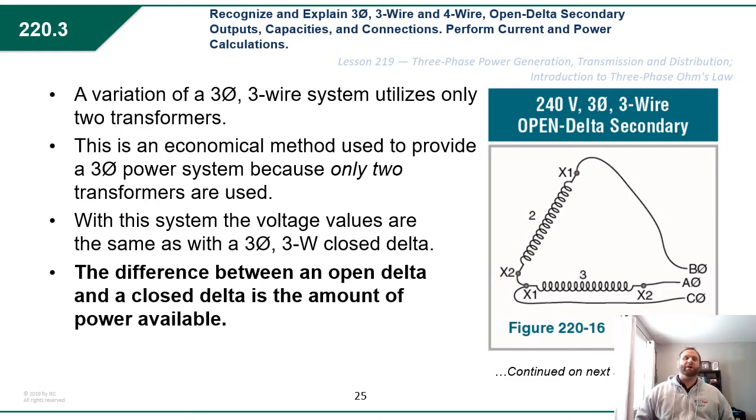A variation of three-phase, three-wire system utilizes only two transformers. This is known as an open delta. This is an open delta transformer system. It only uses two transformers. The only significant difference between an open delta and a closed delta is that an open delta has less power available than a closed delta. Its kVA rating will be less, but it is still a three-phase system utilizing only two single-phase transformers, known as an open delta.